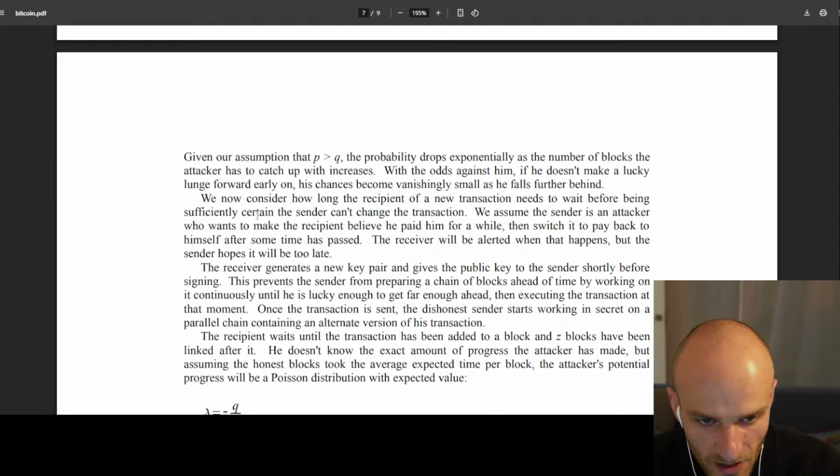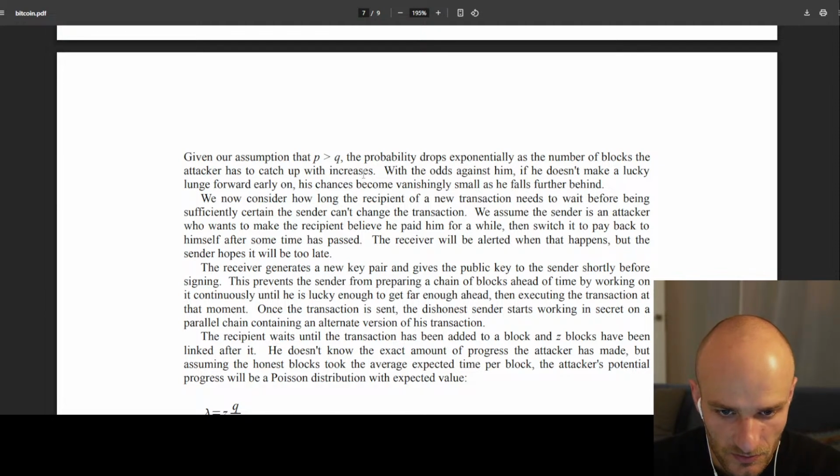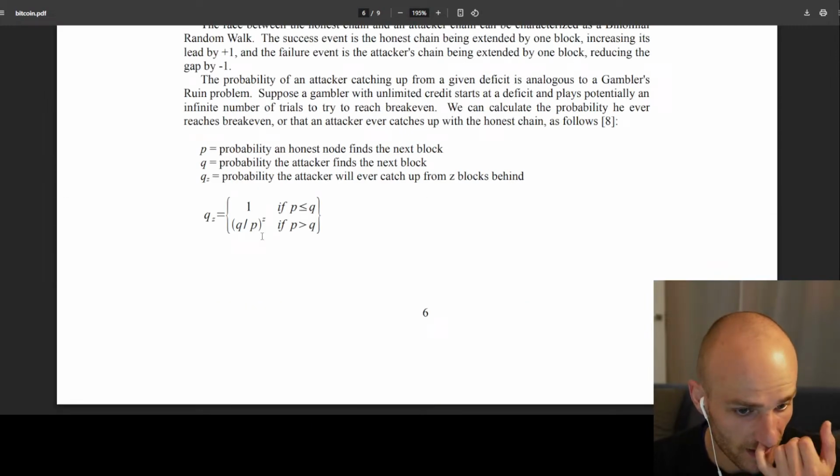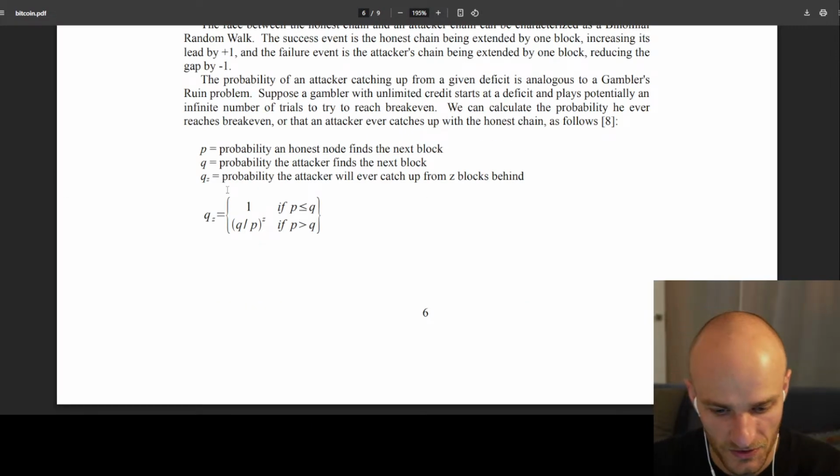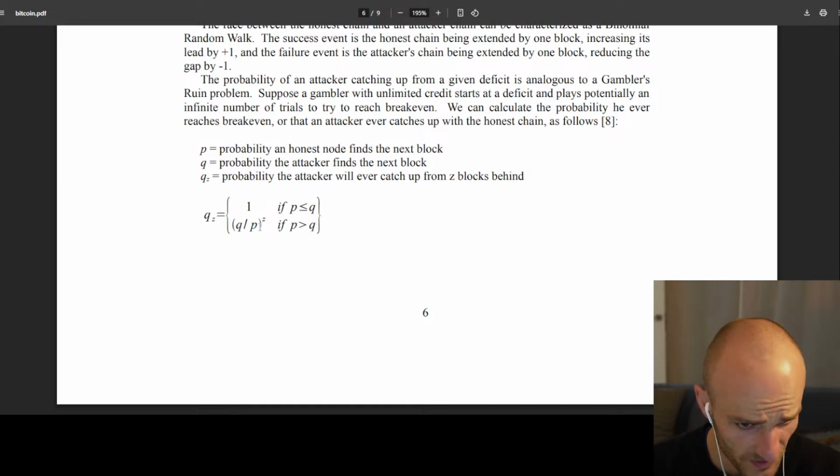So given our assumption that p is greater than q, the probability drops exponentially as the number of blocks the attacker has to catch up with increases. So let's imagine that these numbers are all smaller than 1. Therefore, when we divide q by p, the result is already smaller than 1. And numbers smaller than 1 elevated to a huge power will normally increase the number of zeros in the decimals.